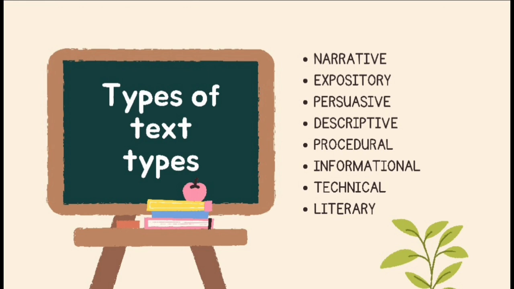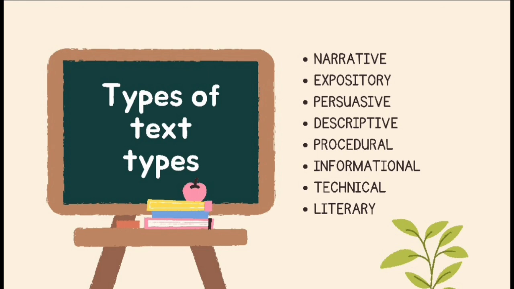Number 6. Informative. Purpose: to provide factual information about a topic in a clear and concise manner. Characteristics: focuses on presenting facts and statistics. Frequently uses graphs, charts, and tables to illustrate information. For example, news articles, encyclopedias, scientific papers, historical documents.